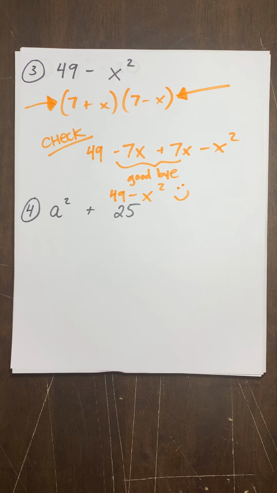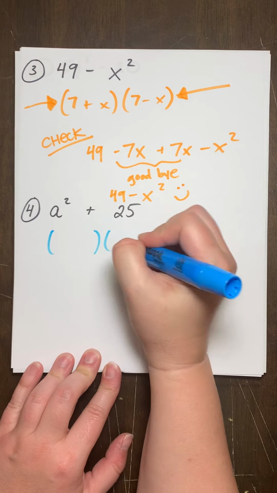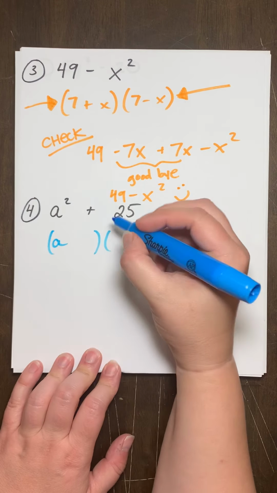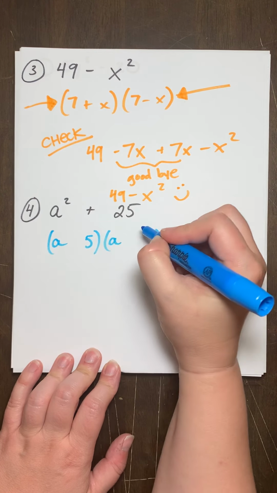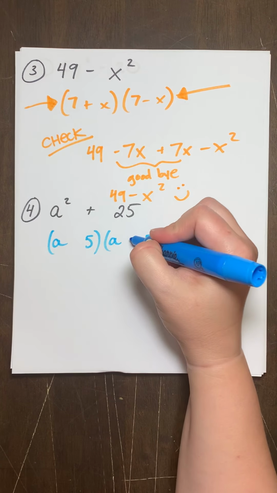Go ahead, pause me, do number 4. Square root of a squared is a. Square root of 25. What are you going to do if it is a plus? Do you make them both plus?